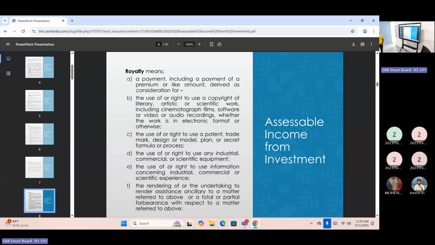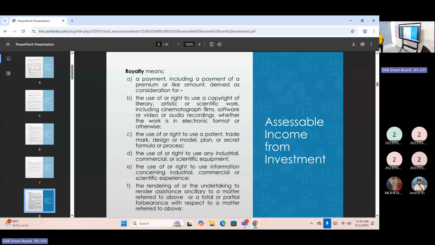Consideration for the use of or right to use a copyright, that type of thing. That is basically payment for the use of intellectual property. Payment for the use of intellectual property comes under this provision, such as a patent, secret formula, model or design. Right to use industrial, commercial or scientific information, and rendering of assistance, that type of thing, comes under royalty.